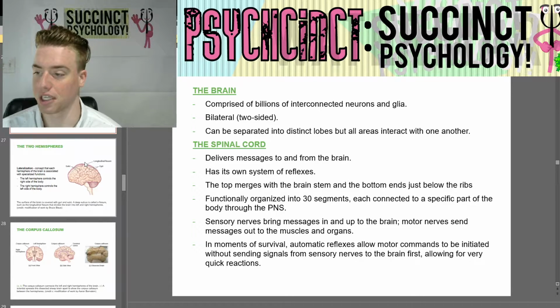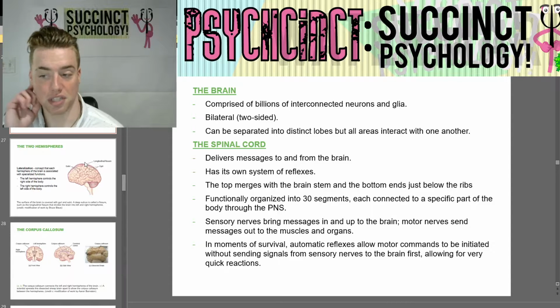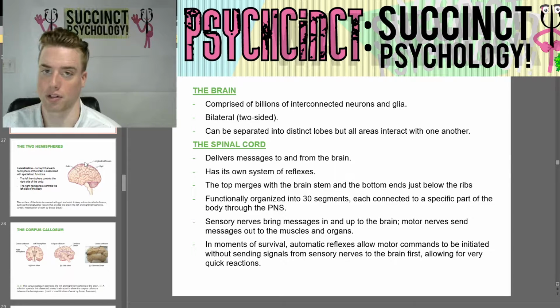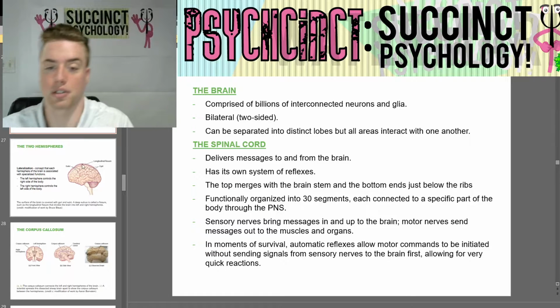Sensory nerves bring messages in and up to the brain. Motor nerves send messages out to the muscles and organs. In moments of survival, automatic reflexes allow motor commands to be initiated without sending signals from sensory nerves to the brain first, allowing for very quick reactions. So that would be when you're in fight or flight mode, your automatic reflexes, you can initiate your motor commands without your nerves having to send signals to the brain first. It can be just an automatic flip of a switch reaction in survival situations.